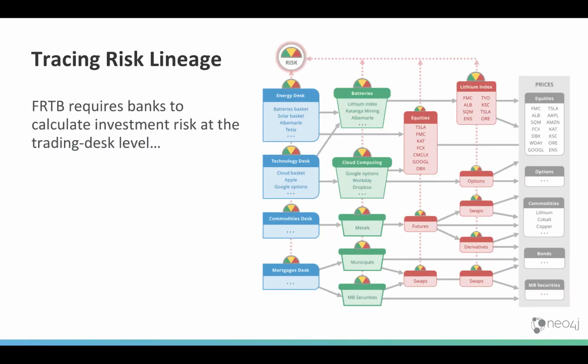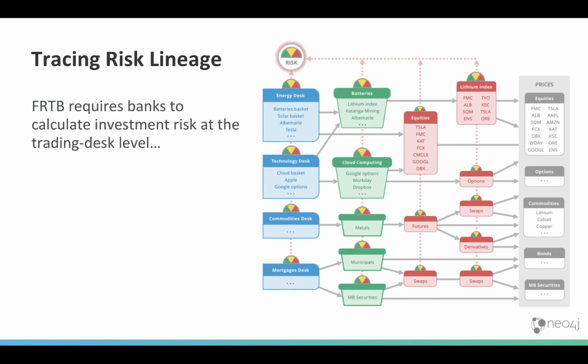So for our demonstration today, what we are going to show are trading desks that have a bunch of individual stocks, bonds, any trading instrument really, and they can also contain baskets of other trading instruments, and then the individual equities and trading instruments, and then their prices. If you look at it from left to right, you have for example an energy trading desk, which may contain a batteries basket, a solar basket, and some individual stocks like Tesla and so forth. The batteries basket in turn has some indexes and individual stocks, and then those stocks and indexes have price points associated with them.